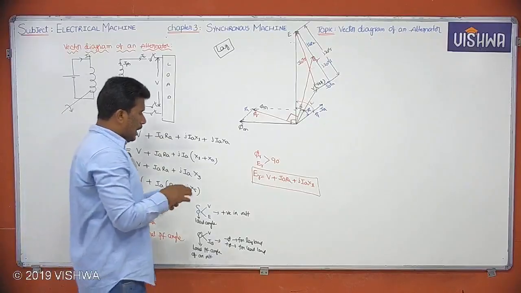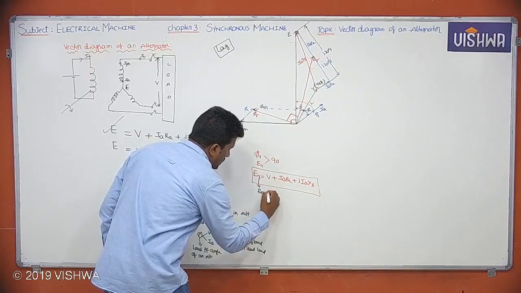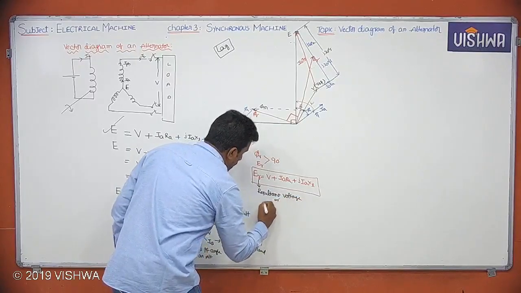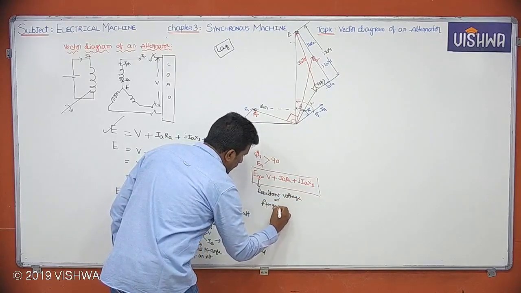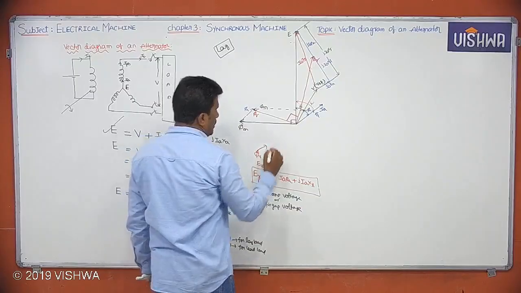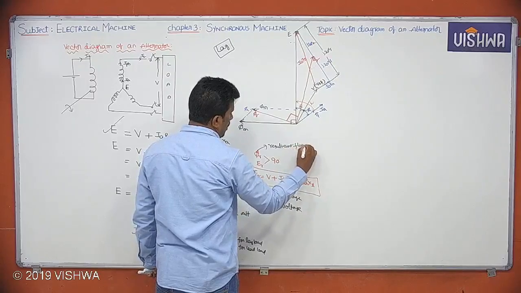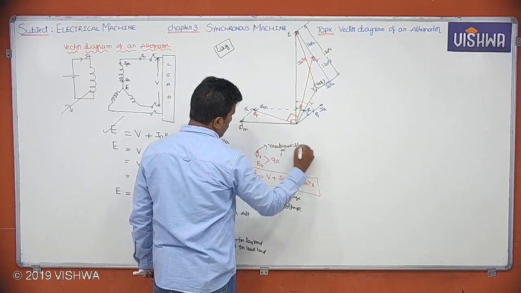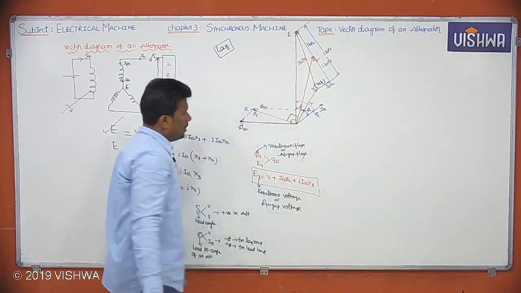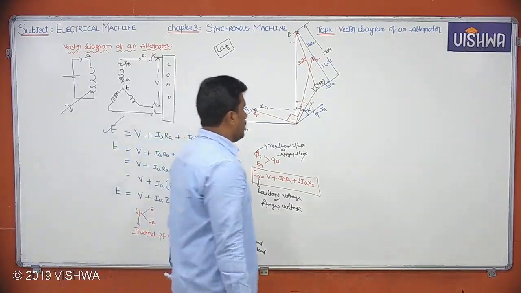So now this ER can be called the resultant EMF, resultant voltage, or air gap voltage. Why? This ER is corresponding to pi R. Pi R is nothing but the resultant flux, or I can say the air gap flux. So this is pi R here. Is it clear? Yes.